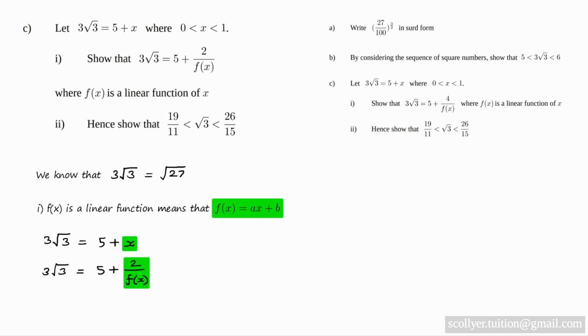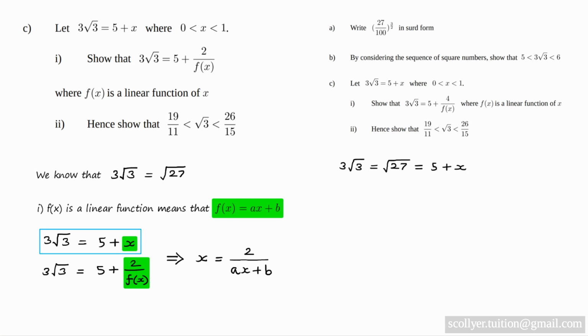of x. And by considering the three quantities shaded green, we see that we can write x equals 2 over ax plus b, where ax plus b is a linear function. Our job here is to determine exactly which values a and b have. And we must do that by considering the quantity in the blue box, 3 root 3 equals 5 plus x.